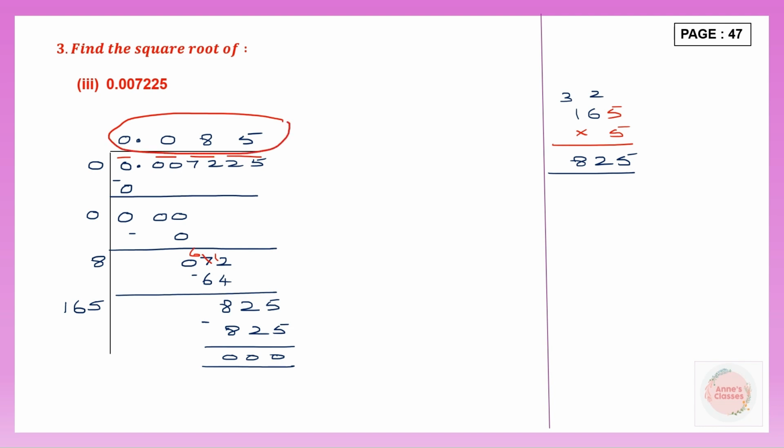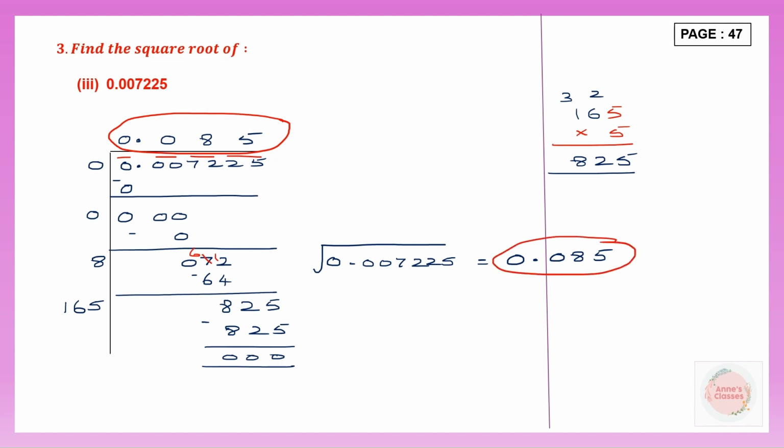The square root is 0.085. So let's write that. The square root of 0.007225 is 0.085. So this is our answer.